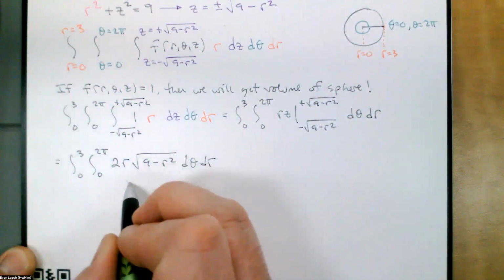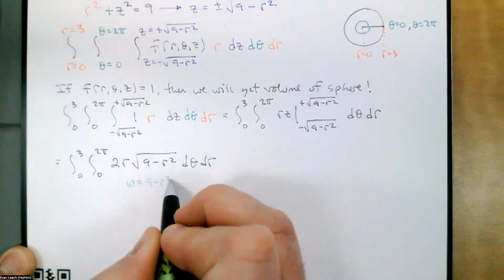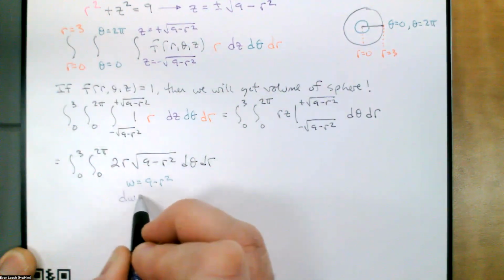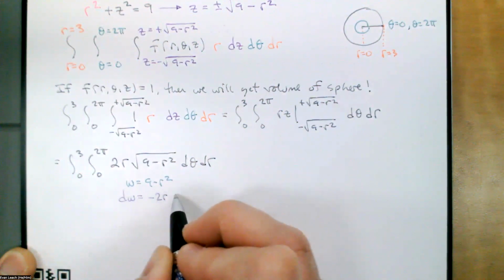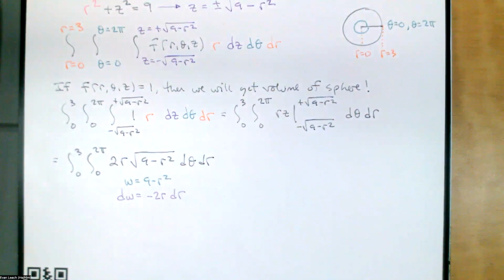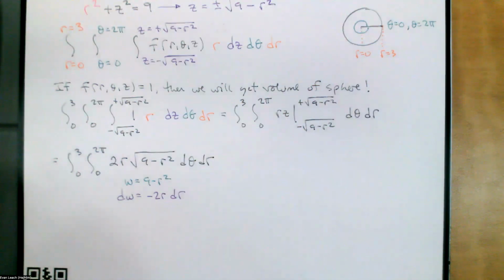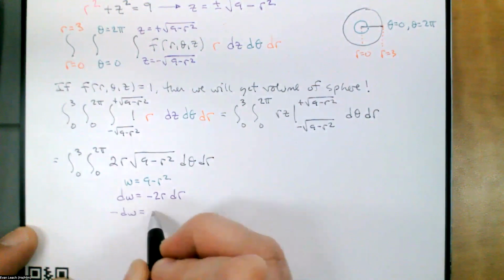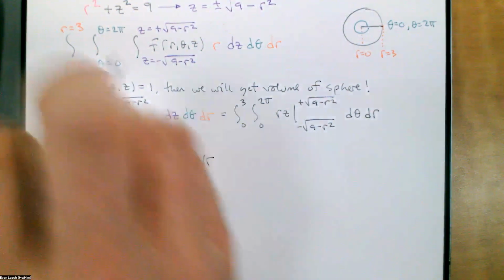So we can just say w is 9 minus r squared, and then dw is minus 2r dr. I've even got the 2. Excellent. So I guess we'd have a minus dw is 2r dr.